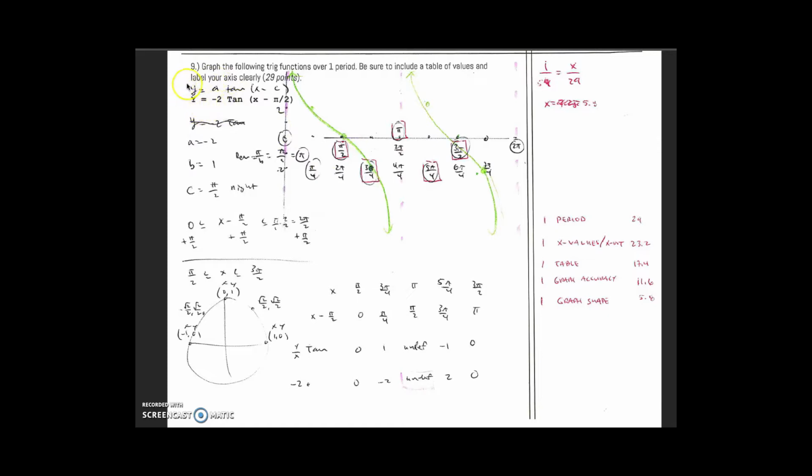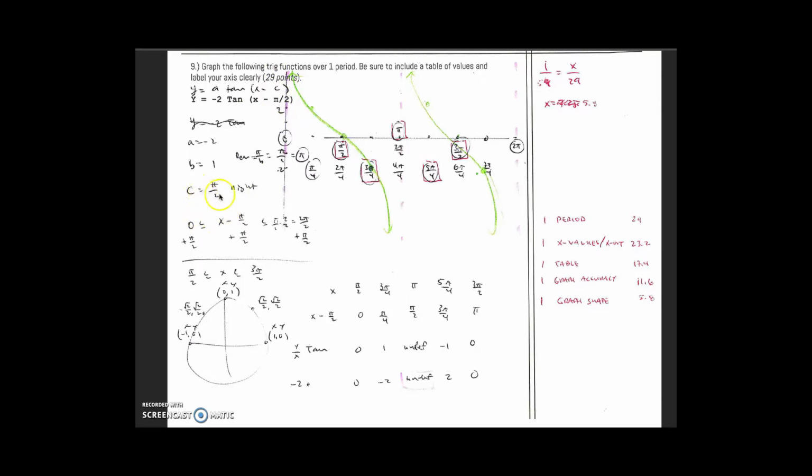So here you have tangent. I'm going to write the letters y equals a tangent x minus c, and notice how I didn't have to write the letter b nor the letter d because there is no constant and I don't have to factor anything out. A value is -2, b value is equal to 1, and then your c value here is pi over 2. Common mistakes include the negative.